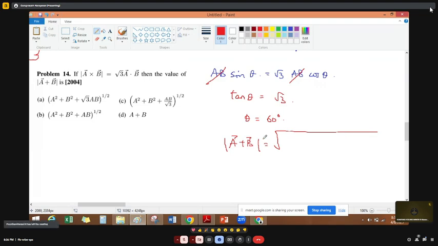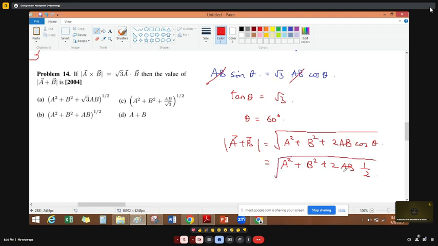Just now we studied the resultant is nothing but A squared plus B squared plus 2AB cos theta. Who will say that 2 is 2AB, right? Yes, sir. 2AB cos theta. Cos 60 will become 1 by 2. So 1 by 2, 2 cancels. So I'll be getting A squared plus B squared plus AB. So I think this will be the correct answer.